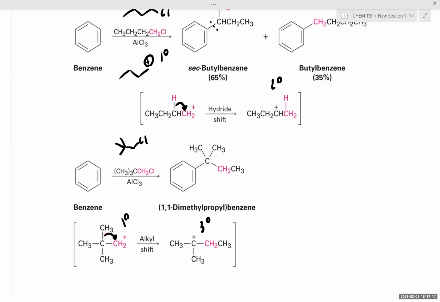Okay, so as we can see, alkyl and hydride shifts are a big problem, and they limit what kinds of products we can reasonably get out from the Friedel-Crafts alkylation reaction. Does that idea make sense to everyone?